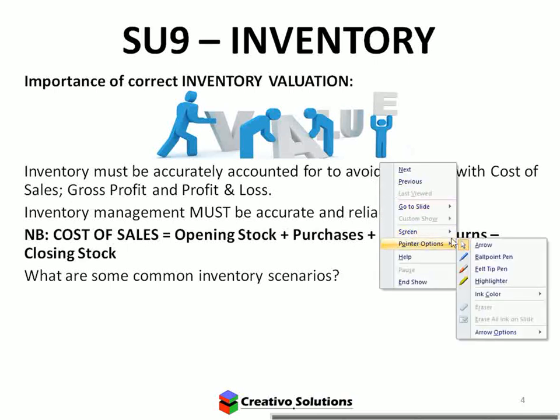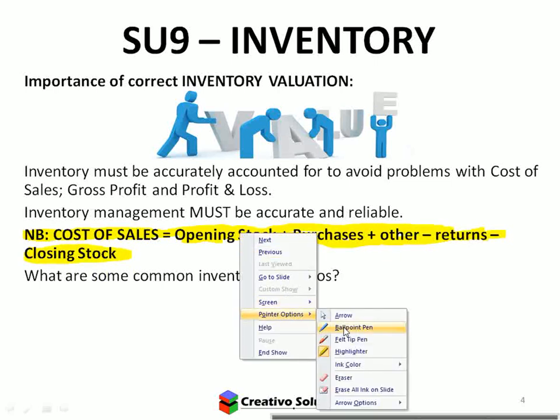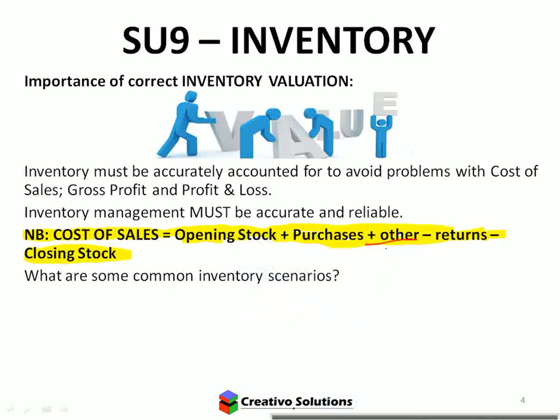So this is a very, very important formula. Make sure you know it. Cost of sales is opening stock plus purchases plus other costs. Other costs, we'll discuss what they are. Other costs could be things like import duties, if you're importing goods. It could be transport, delivery costs of getting the stock into the business. So if I'm focusing on cost of sales, I'm looking at how much did the company actually sell. That's what I'm looking at.